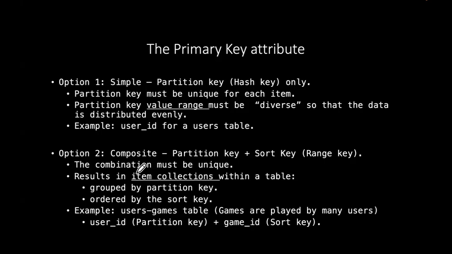So what it means is, if you've got a table that has a composite primary key, then you will have a number of items that have the same partition key value, but a different sort key value. And we often refer to that set of items that have the same partition key and a different sort key as an item collection, and the documentation refers to them as an item collection.